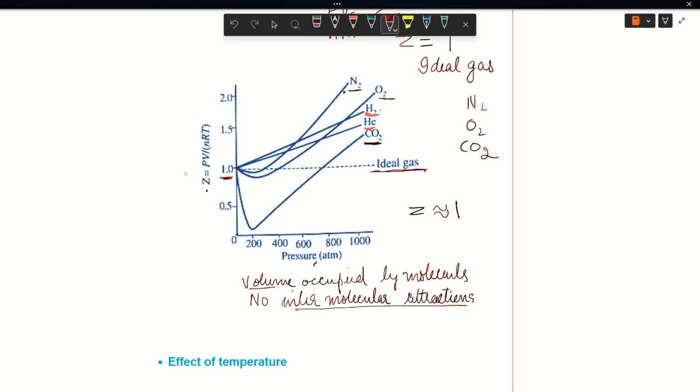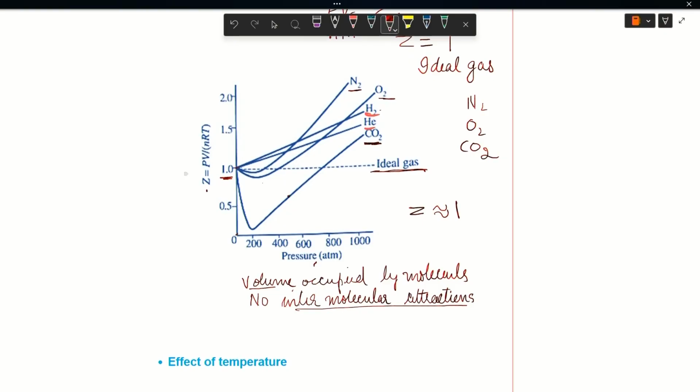What does it show? Z represents the compressibility factor, and it gives a measure of how far the gas is compressible. You can see that in the case of nitrogen, oxygen and carbon dioxide, for nitrogen it is not that prominent, but still you can say that they are more compressible than an ideal gas, and for carbon dioxide it is very prominent, that is, highly compressible than ideal gases.